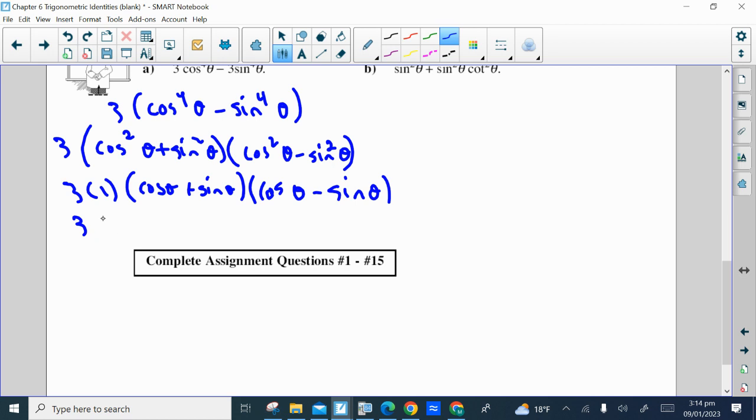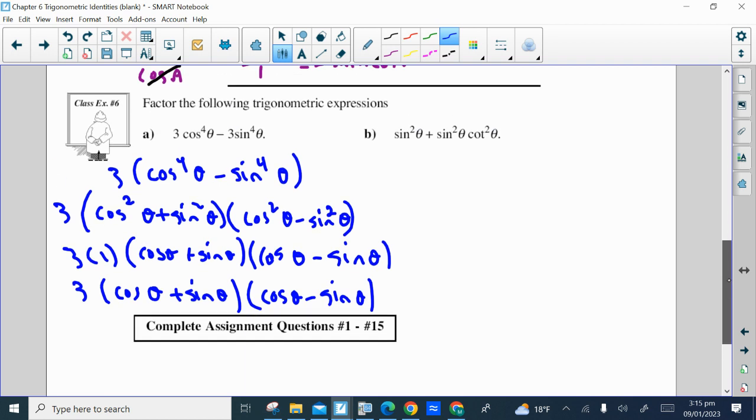And 3 times 1 is just 3. And you know, there could definitely be an argument made that by factoring that last step, you actually didn't make it simpler, you made it more complex. And that's fine. But sometimes you need to factor everything just to make sure that you can simplify it as much as possible. So there's your final simplified answer.